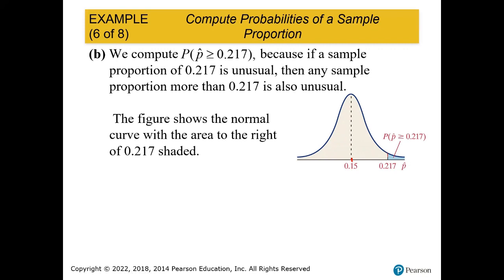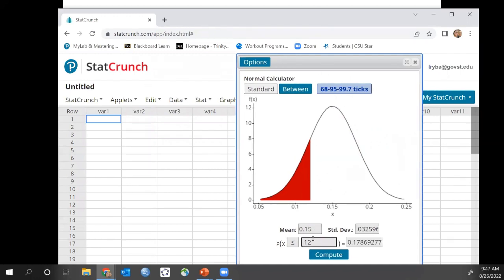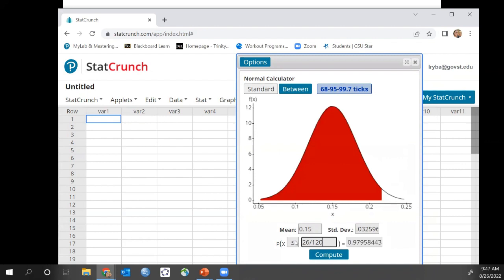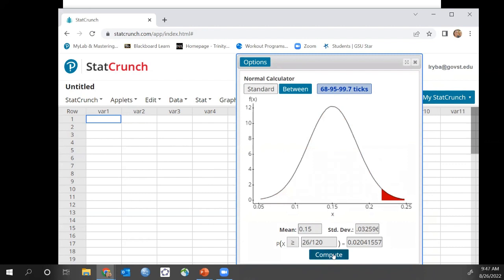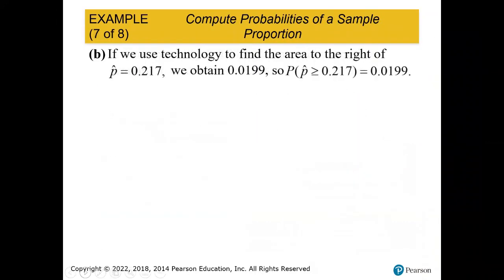Let me open my StatCrunch again here. So we are testing, and you can type in the actual fraction, 26 out of 120. StatCrunch will let you do that. You can type in the fraction version, or you can type in the decimal version. It doesn't matter. Oops, I forgot to change my symbol. There we go. All right, so 0.0204. I will show you that is the same answer we got here.